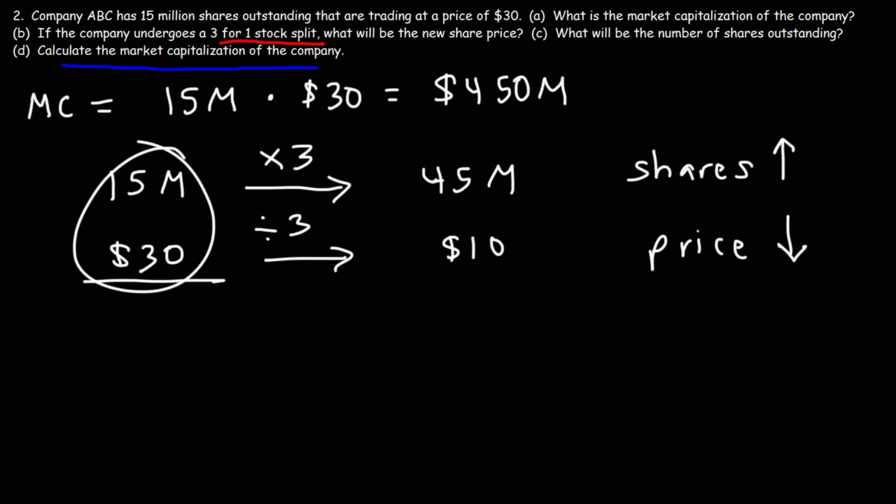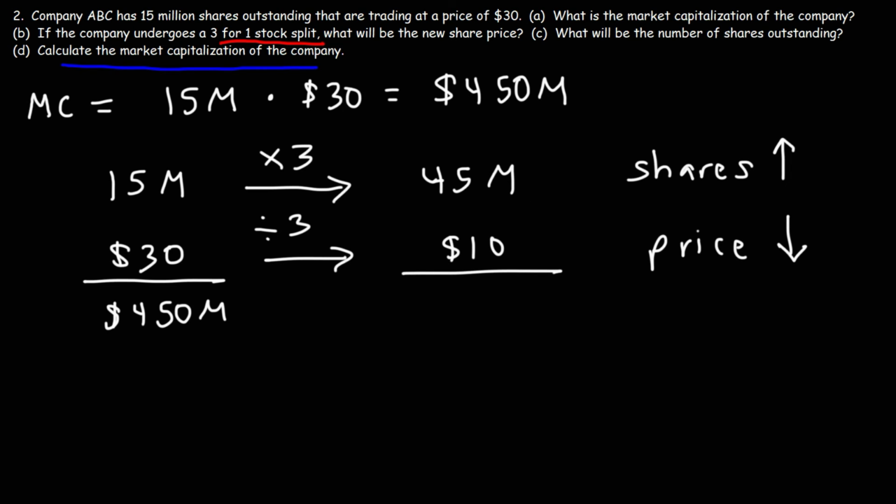So initially it was 15 times 30, which is 450. And then after the stock split, it's going to be 45 times 10, which is also 450. So as we can see in this forward stock split, the market capitalization remained the same. The number of shares increased by a factor of 3, but the stock price decreased by a factor of 3.